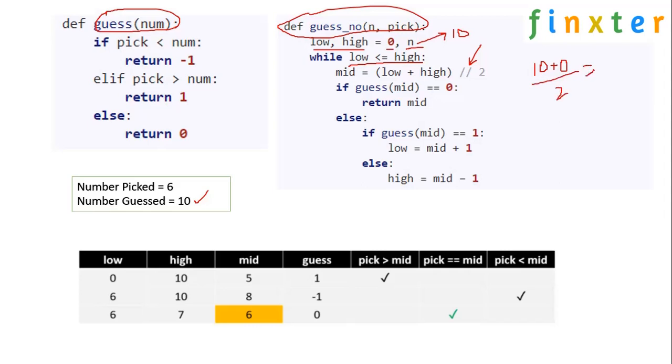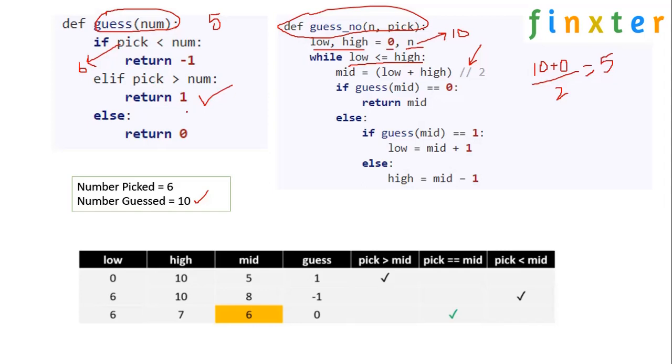It's equal to 5. As soon as we find the value of mid, we immediately pass the value of mid to the guess method, which is the predefined function provided to us. So guess now gets the value 5, and then it checks: is the value picked less than 5, greater than 5, or equal to 5? And what was the picked value? The picked value is 6. So 6 is greater than 5. That means the guess method will return 1.